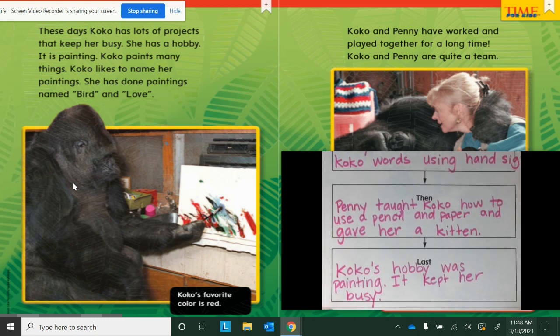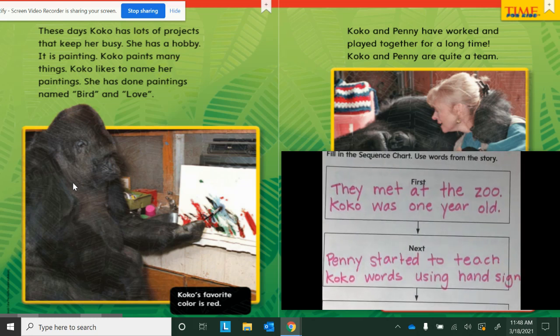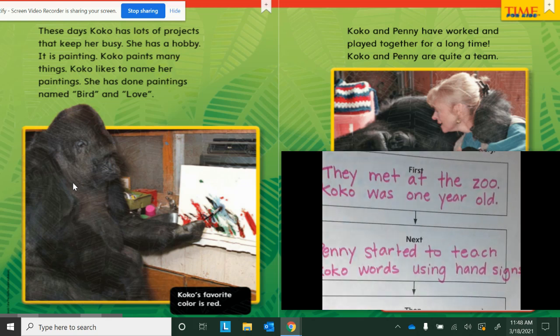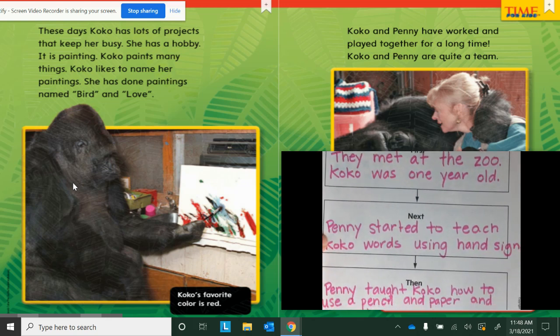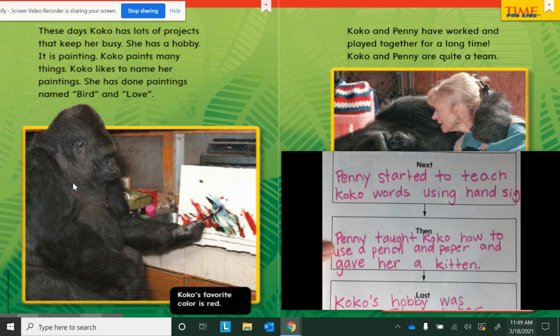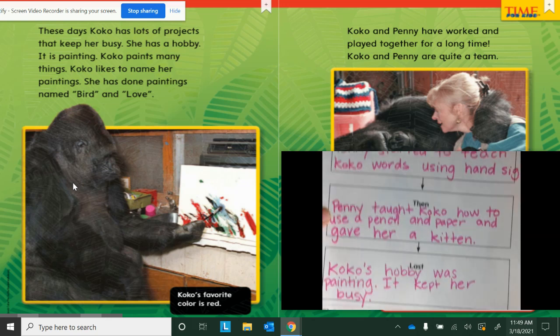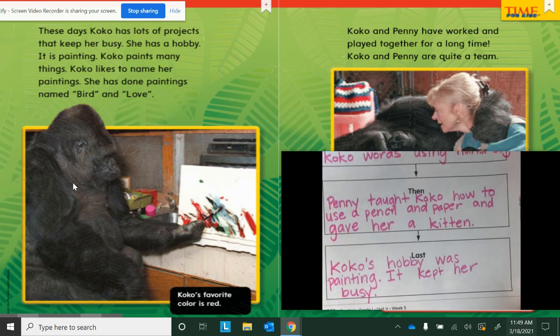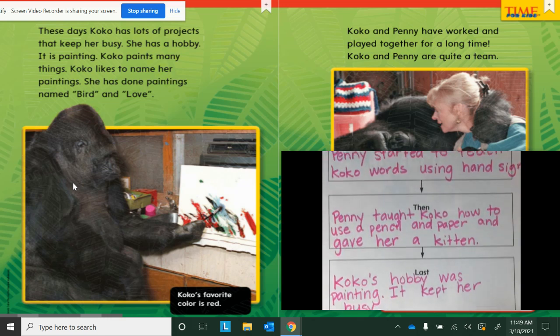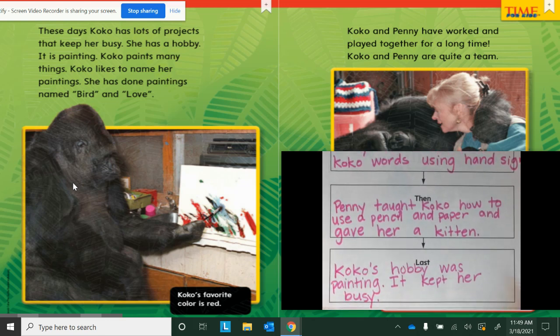So we're going to go ahead and go over it. What happened first? They met at the zoo. Koko was 1 year old at the time. Next, Penny started to teach Koko words using hand signs. Then Penny taught Koko how to use a pencil and a paper and gave her a kitten. And last, Koko's hobby was painting. It kept her busy. Okay, boys and girls, great job writing all of this down.